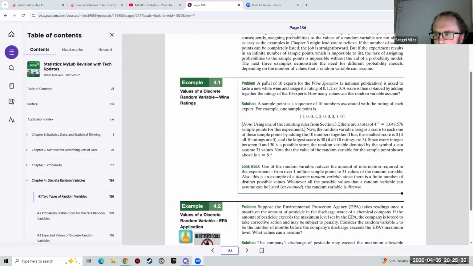Consider this example from the textbook. This is example 4.1, where we have a panel of 10 judges who are tasting these wines, and then they are assigning each wine a rating from 0 to 3, right? So each judge has four possible numbers they could assign. They could give it a 0, a 1, a 2, or a 3, right? So we've got four choices. And so each judge of the 10 judges will give a result. And so a single wine will have a rating based off of 10 different judges. So they give this example here where we have 1, 0, 0, 1, 2, 0, 0, 3, 1, 0.